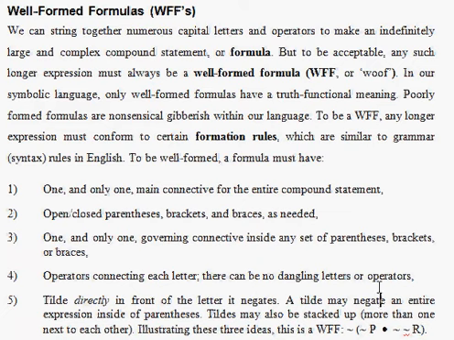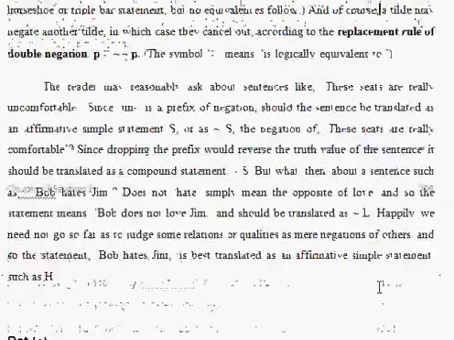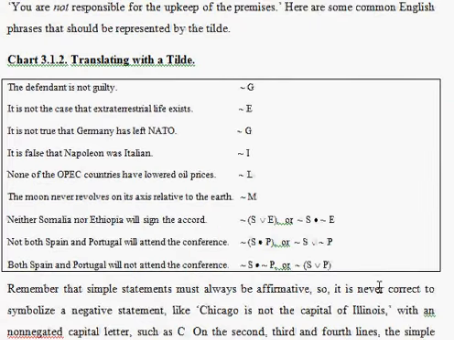Now let's go back here real quick and talk about some of these translations. The tilde, as we talked about, is basically just saying "not." It's not something. So, the defendant is not guilty: G is guilty, not, so we put the tilde there. It's not true that Germany has left NATO, so we put a tilde there. None of the OPEC countries have lowered gas. Since none is saying not one, we're also going to put a tilde there.